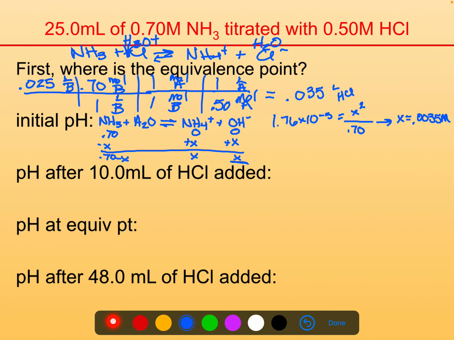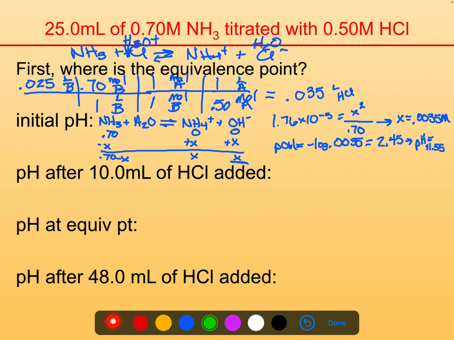So since we know hydroxide, we can plug into pOH. So negative log of 0.0035. This would be a pOH value of 2.45, which will convert into a pH value when we subtract from 14 of 11.55. Let me swap colors for the next part. I may have to erase some of this to make room, but I'm going to try to make it all fit. So that was initially, we find the pH of the weak base just like we did earlier in the unit.